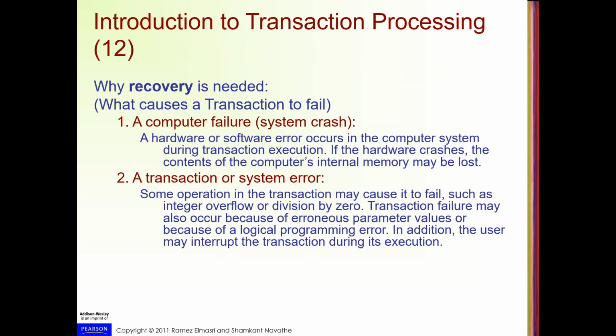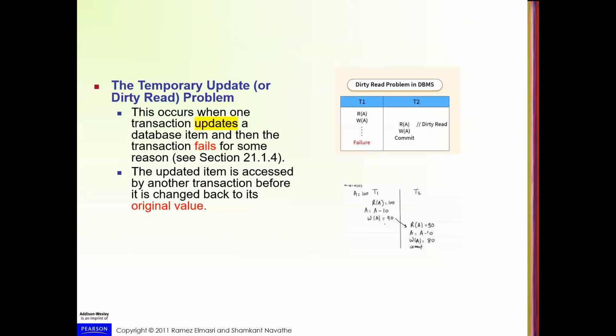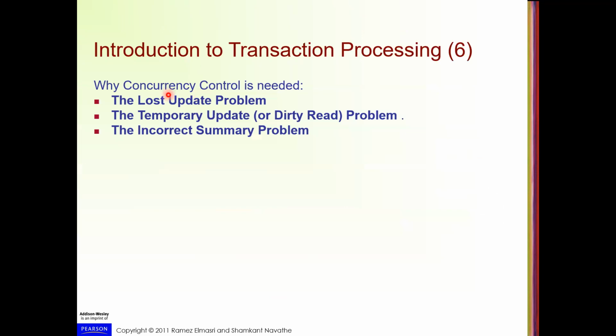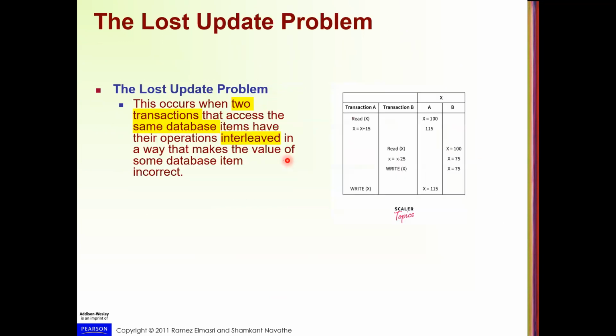We have talked about three types of problems wherein we need concurrency control. What were they? Let's go to the slide. The first one is the lost update, then the temporary update, and the incorrect summary.